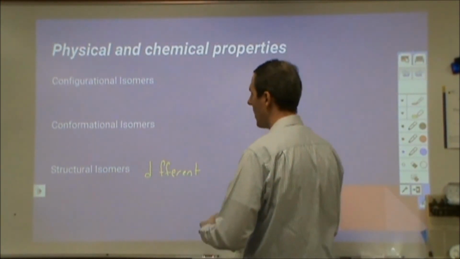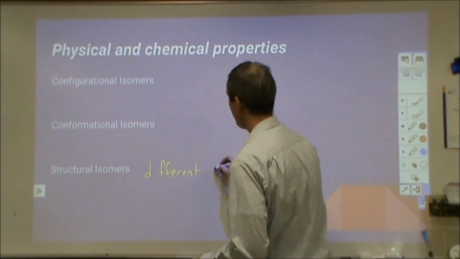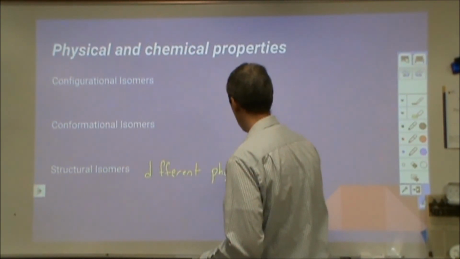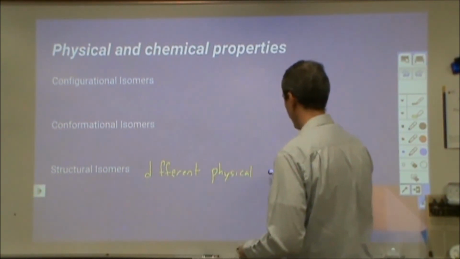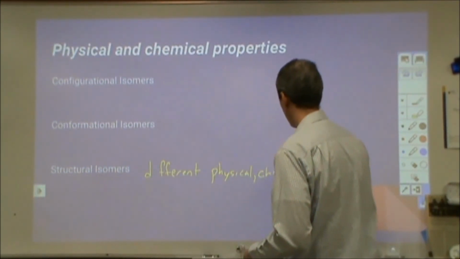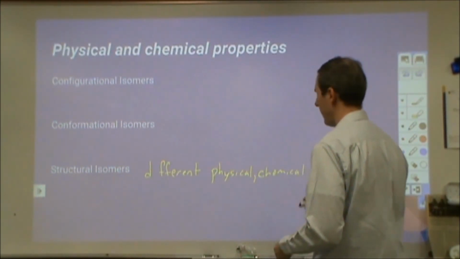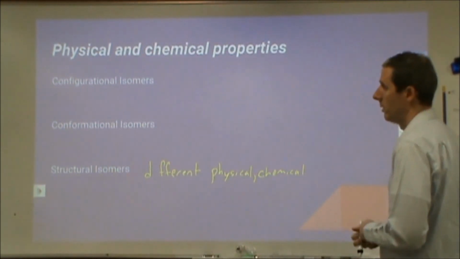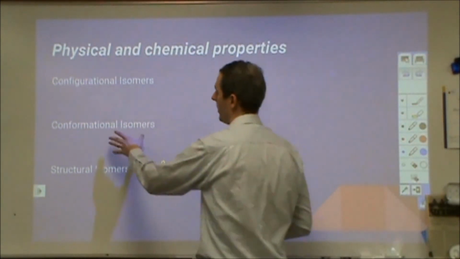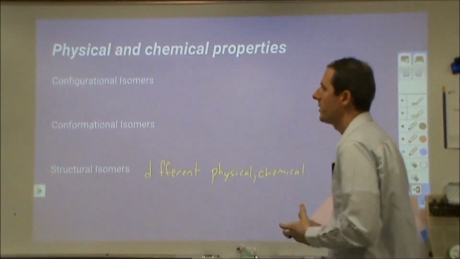You might have an ether and an alcohol. So they're going to have different physical and chemical properties. They're going to have different intermolecular forces, and they're going to have different chemical properties as well. They're going to react differently because they're different chemicals. Now, conformational isomers, that's not really the case anymore.